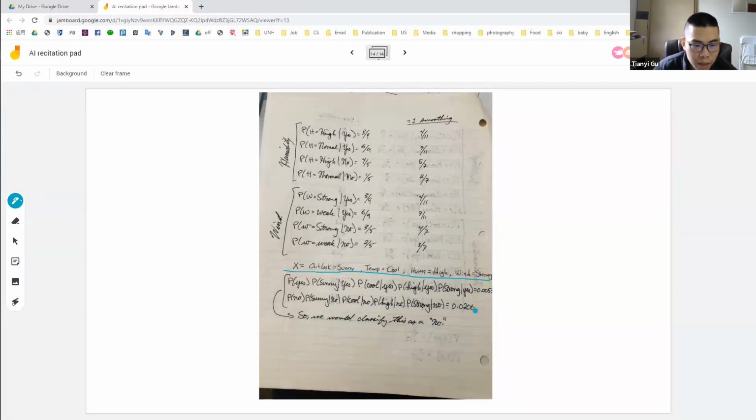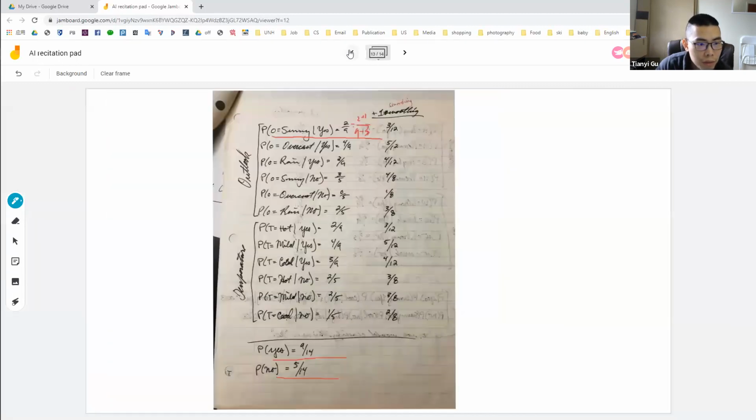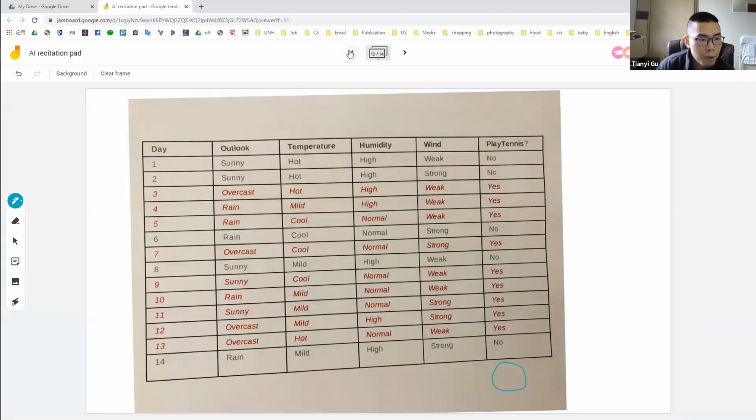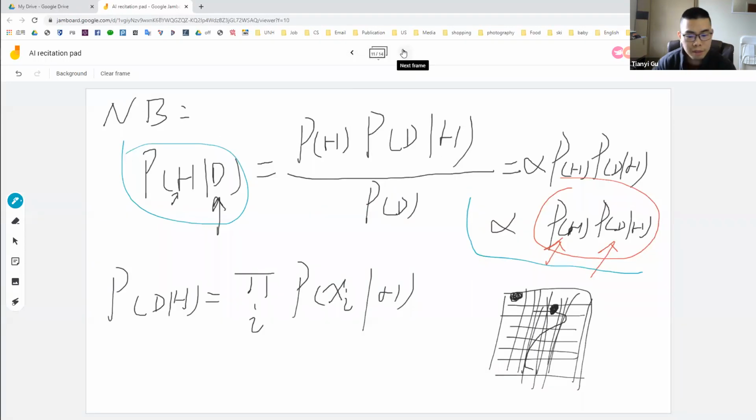So then the confidence is going to be: you add these two values together, and then divide by the summation. 0.0206 over the summation. So the normalized prediction value is your confidence. So how confident you are in saying no, it's not good weather. All right. So that is our example on naive Bayes.